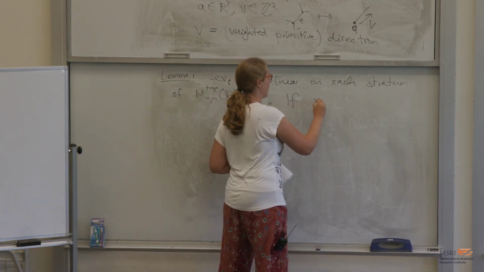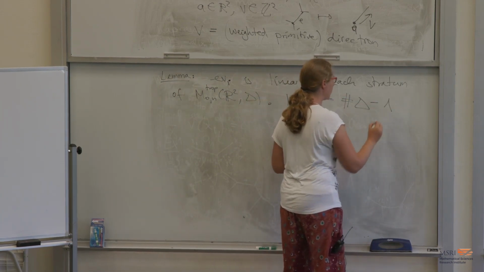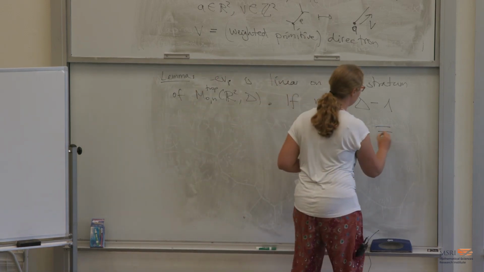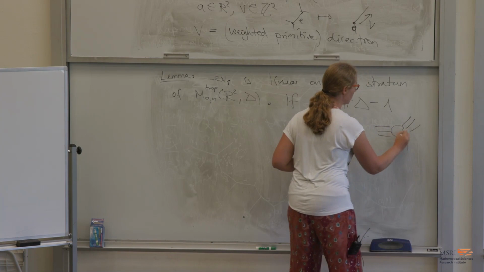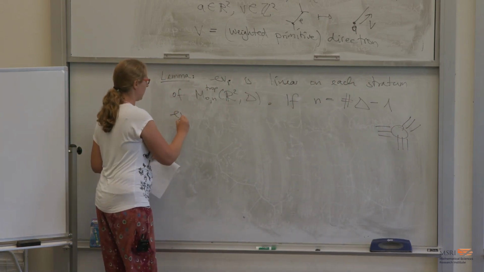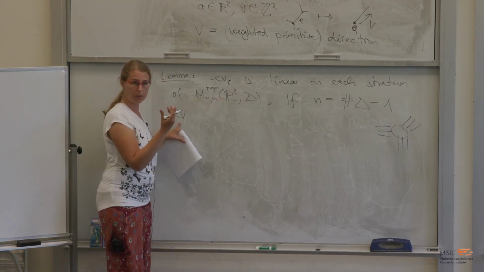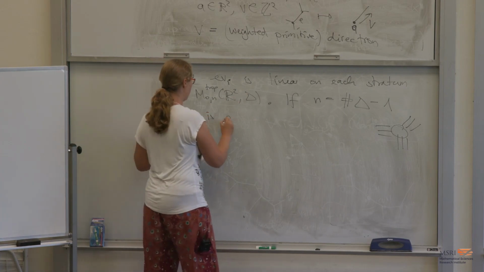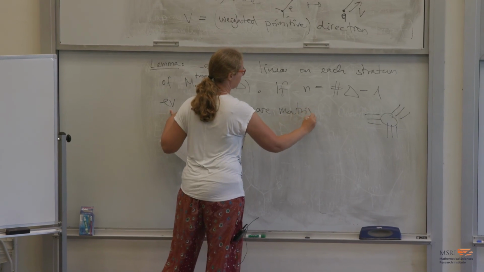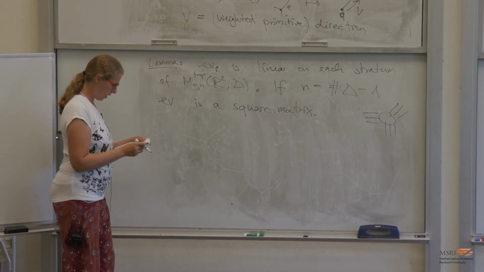And if the number of marked points is the number of elements in my degree minus 1, so for example 3D minus 1 if I am in the degree D world, which I want to be, of course, then this product of all evaluation maps is a linear map. I can think of it as a matrix, and I claim it's a square matrix. Why is that? Well, it's just a dimension count.